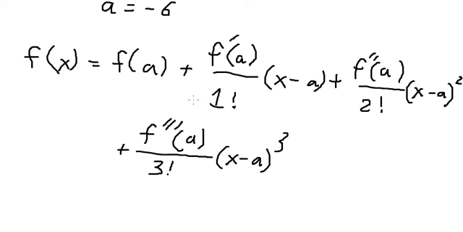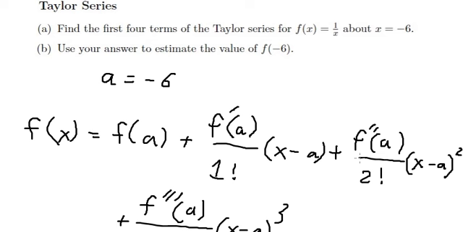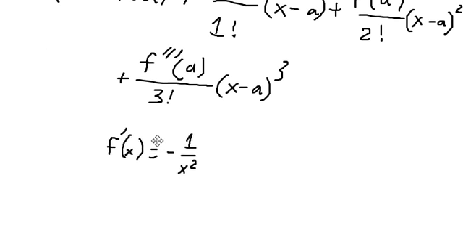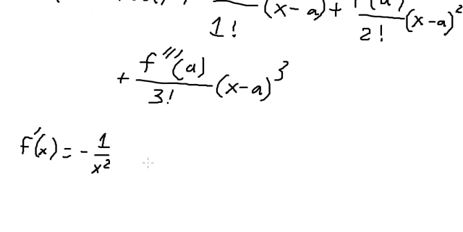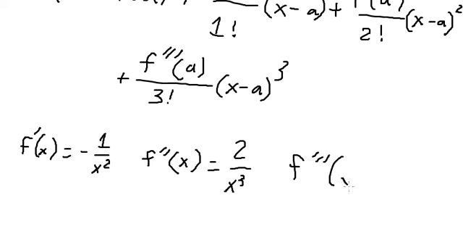Here is the formula. So we need to find the first, second, and third derivative. About the first derivative, we know that this is negative 1 over x squared. About the second derivative, we have 2 over x to the power of 3. And the third derivative, we have negative 6 over x to the power of 4.